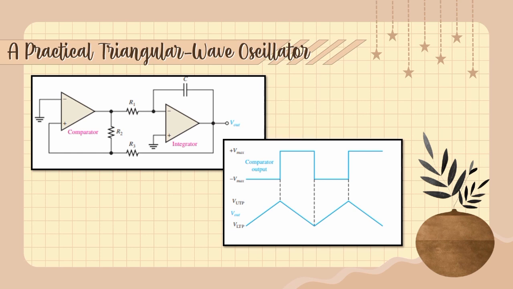This positive level causes the integrator ramp to change to a negative going direction. The ramp continues in this direction until the lower trigger point of the comparator is reached. At this point, the comparator output switches back to the maximum negative level and the cycle repeats. This action is illustrated in figure 16-29.